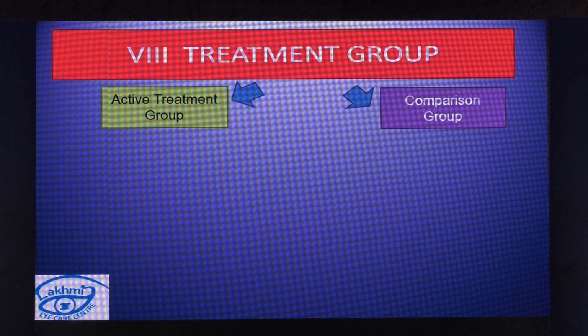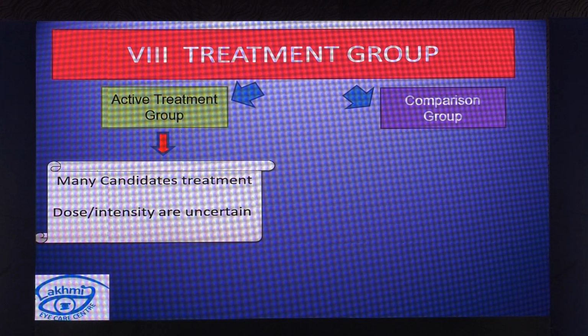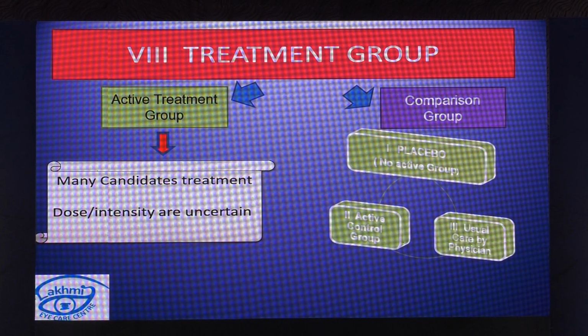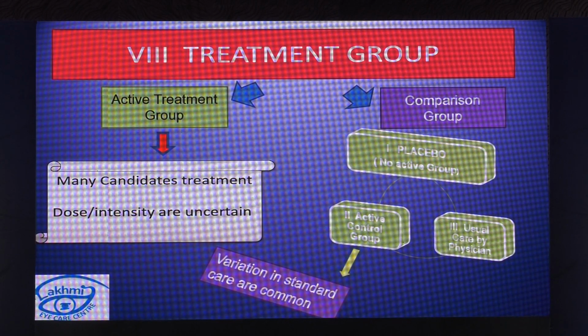In the treatment groups, there are two types: the active treatment group and the comparison group. In the active treatment group, many candidates' treatment dose and intensity are uncertain, whereas in the comparison group there are placebo, active control group, and usual care by the physician. In the active control, there is variation in the standard care, and efficacy is not tested in the usual care by the physician.